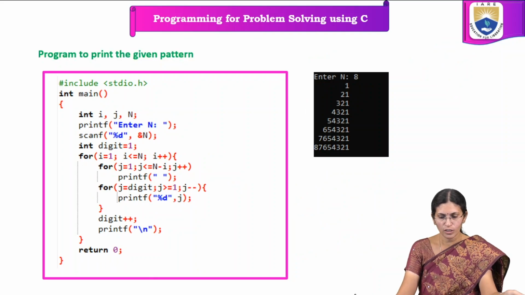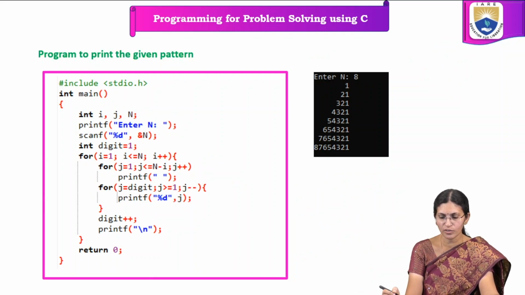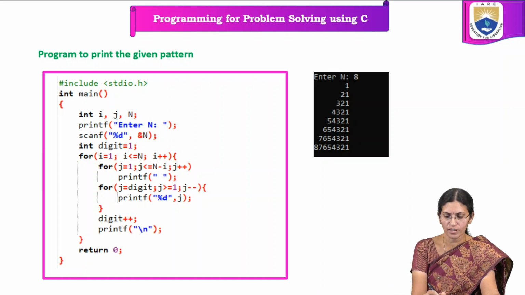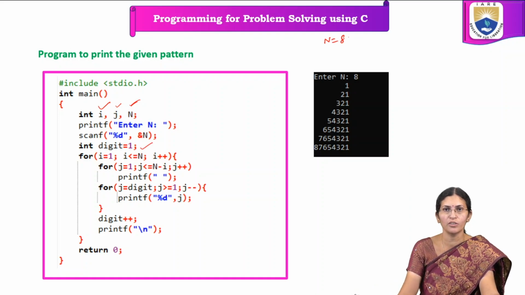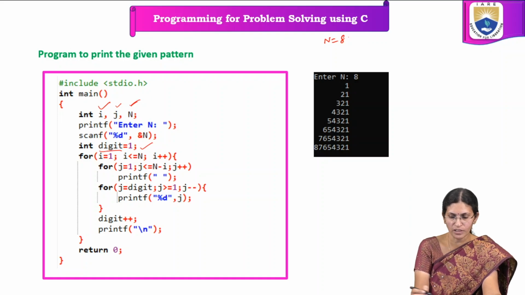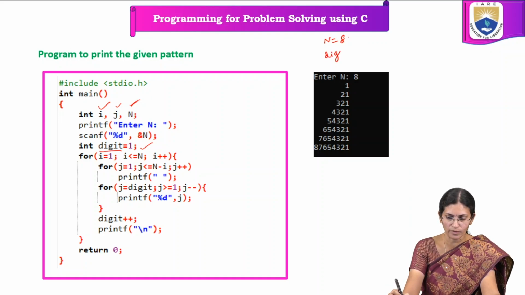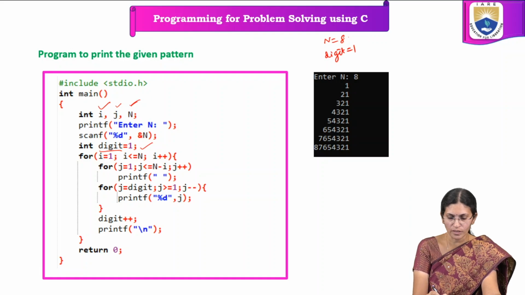The next program is to print this pattern. In this pattern you can see that it is also a triangle. Here we need to use three variables i, j and capital N, where n specifies the number of rows. Suppose n is equal to 8 here. We also need one more integer variable, digit, which is equal to 1. The outer for loop will vary from 1 to 8, which corresponds to the number of rows.